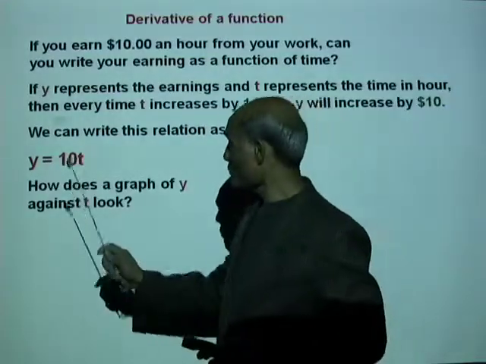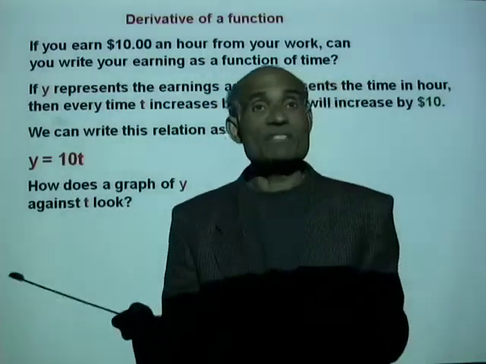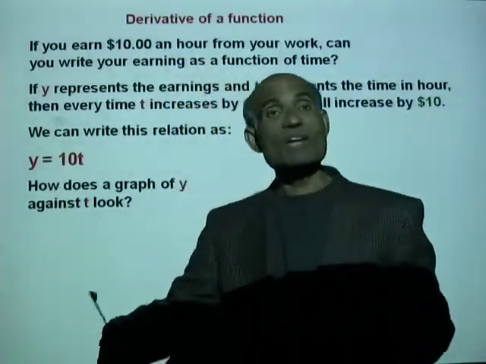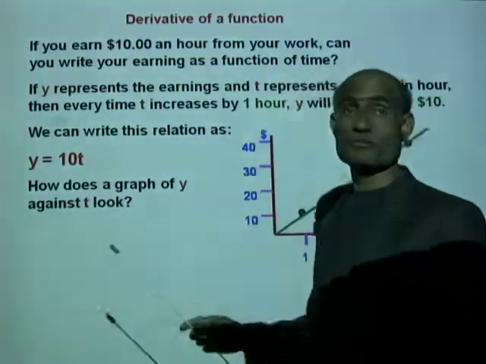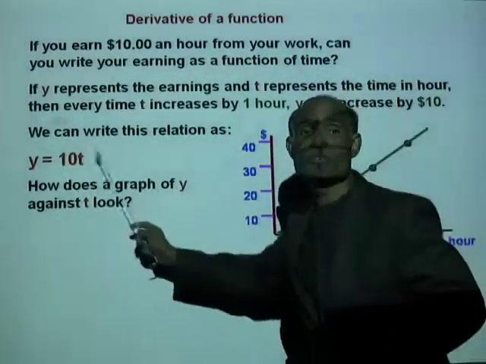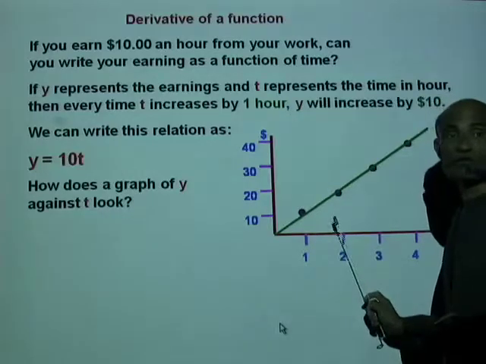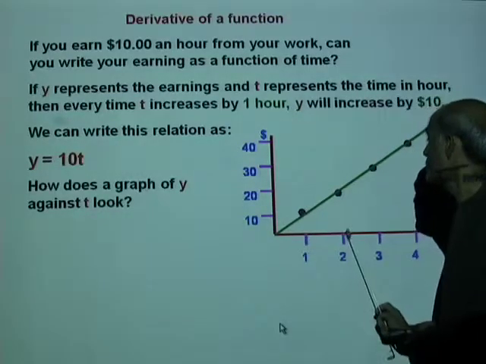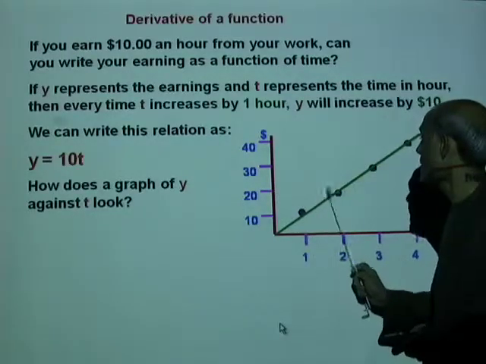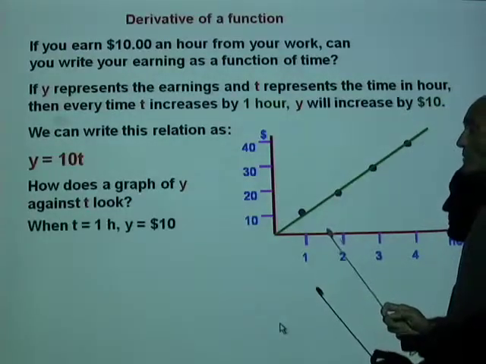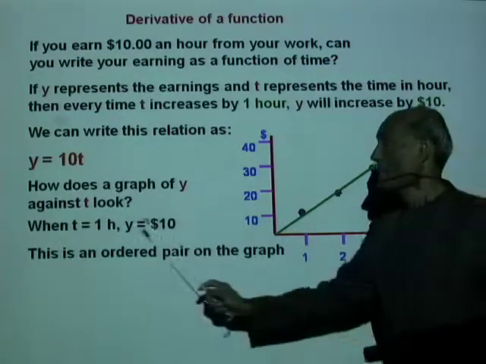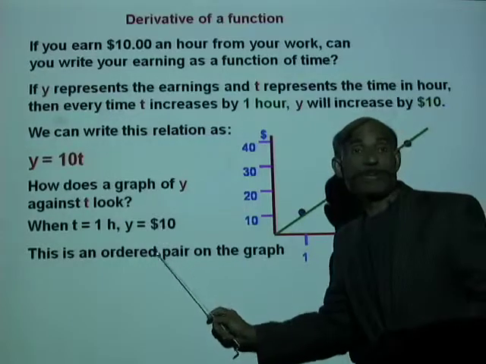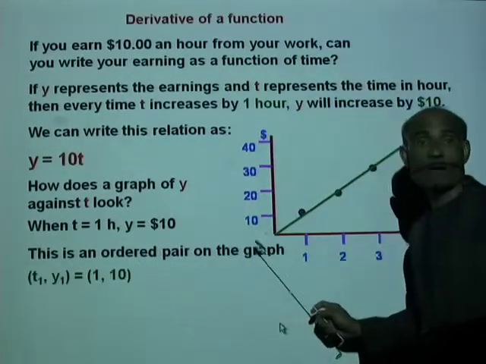Now, how does the graph of y against time look like? It's a very common function, is that right? Y equal to mx. Now, if you draw the graph of y equal to 10t, it will look like this. When t equal to 1 hour, y equal to $10, t equal to 2 hours, y equal to $20, and so on. That's right.